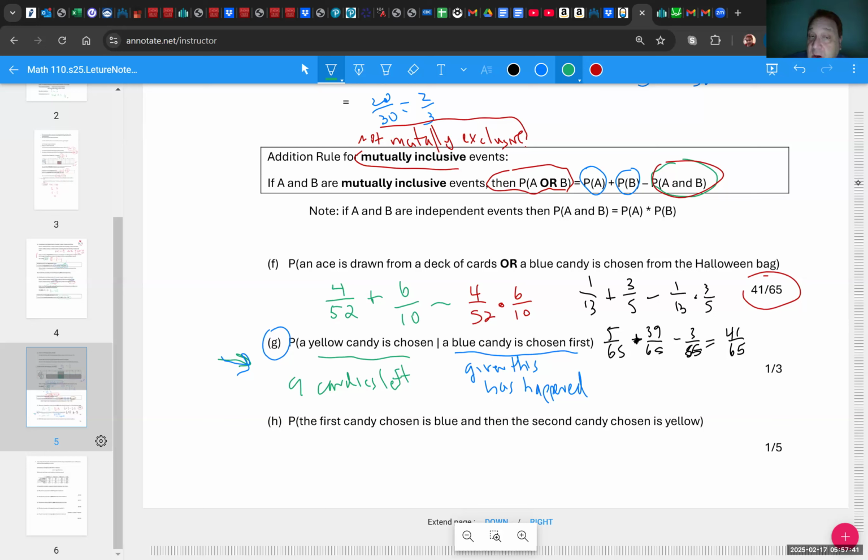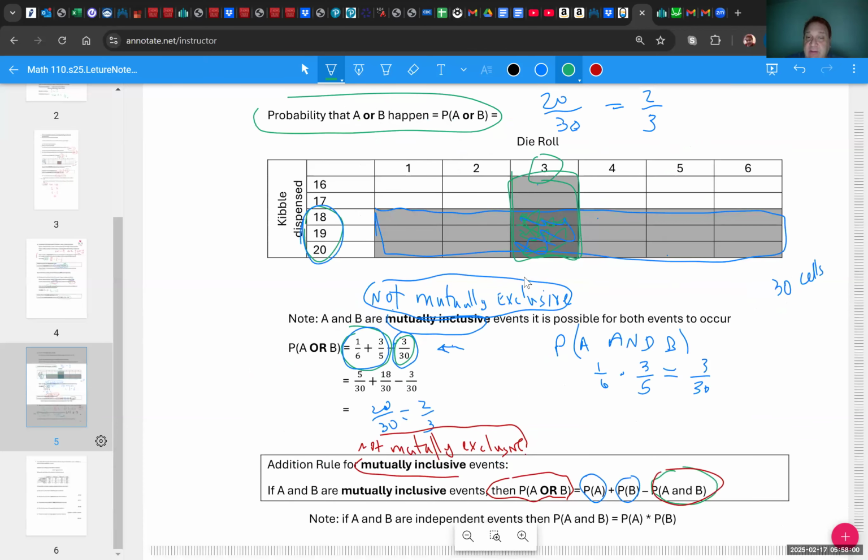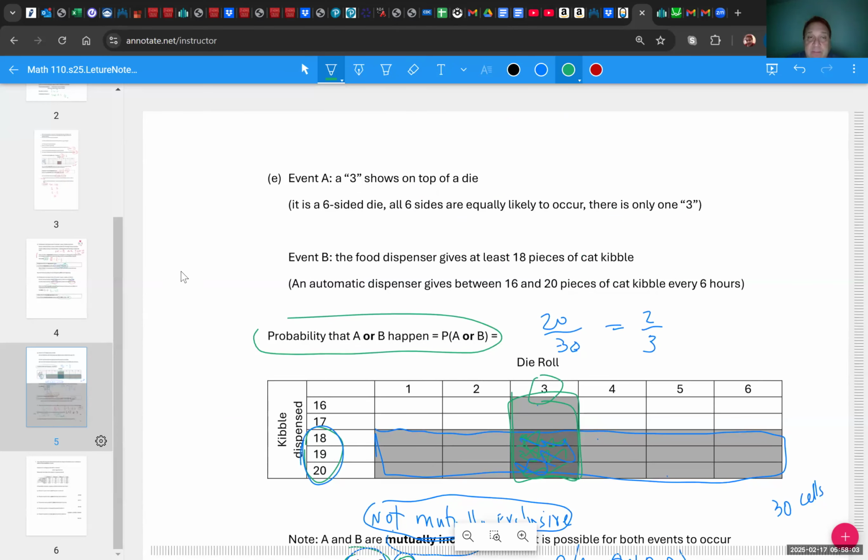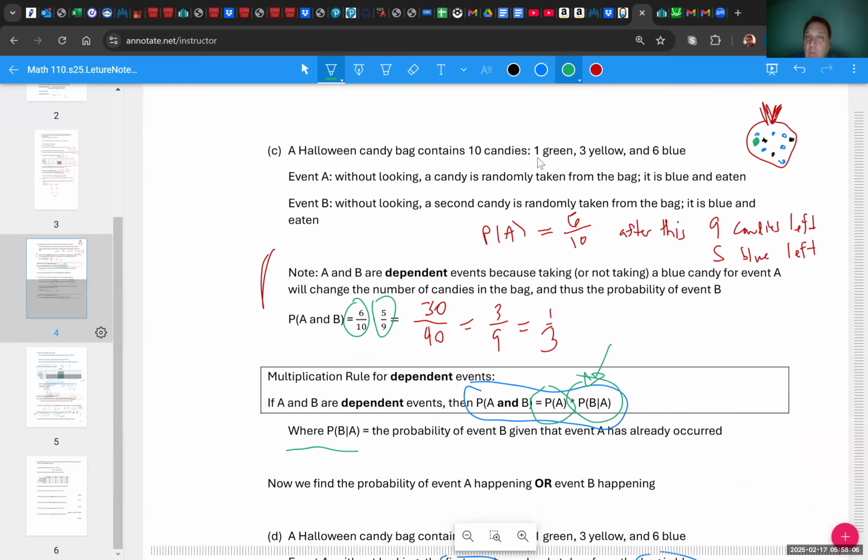And how many of them are yellow? Remember, we need yellow candy. Well, the first time a blue candy was chosen, it definitely took 1 blue candy away. So there's only 5 blue candies left in the bag, but there's still the same number of yellow candies as there were before. And if you're not familiar with how many yellow candies, we'll just have to go back to where it's describing how many yellow candies there were. There it is: 1 green, 3 yellow, and 6 blue. So when we take a blue candy out, yeah, there's only 5 blue, but there's still 3 yellow. We never take a yellow out. So there's still 3 yellows left in our bag.